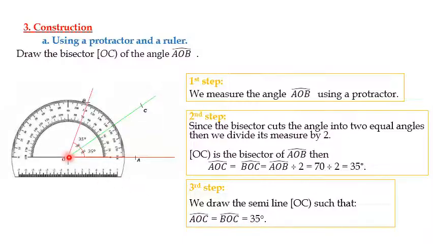Here I keep the protractor at 0 on the semi-line OA and count 10, 20, 30, and 35 is in the middle between 30 and 40. That's where I can plot a point, and join it to the vertex O, and I can say that this semi-line is the bisector of angle AOB. So each one of these angles should be half of the original angle. The original angle is 70, half of 70 is 35. Then AOC equals COB equals 35 degrees.